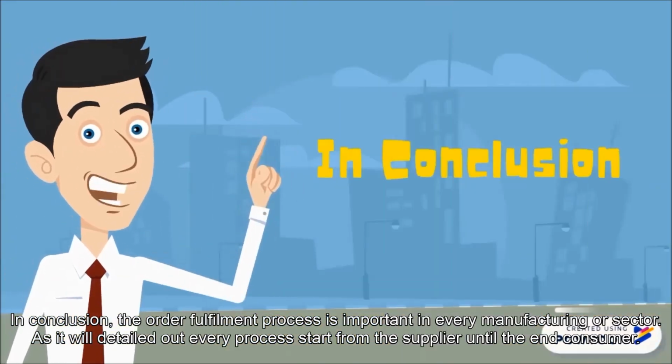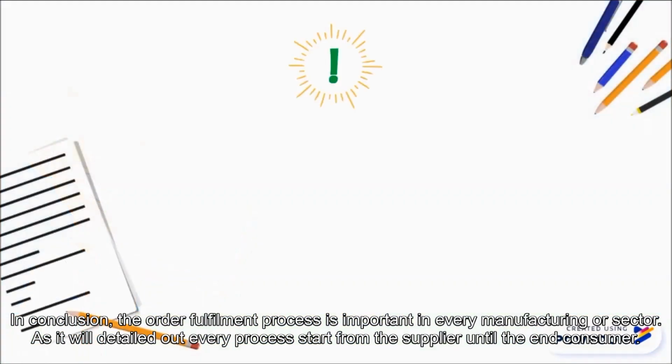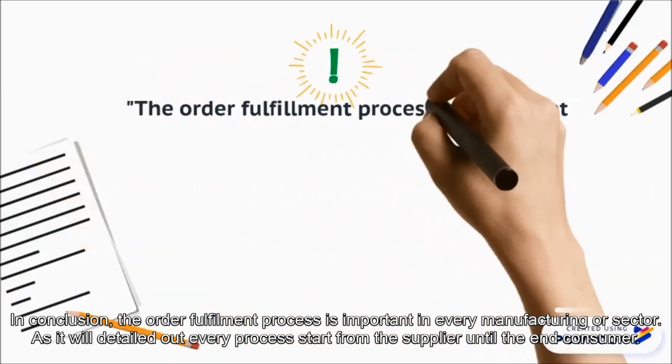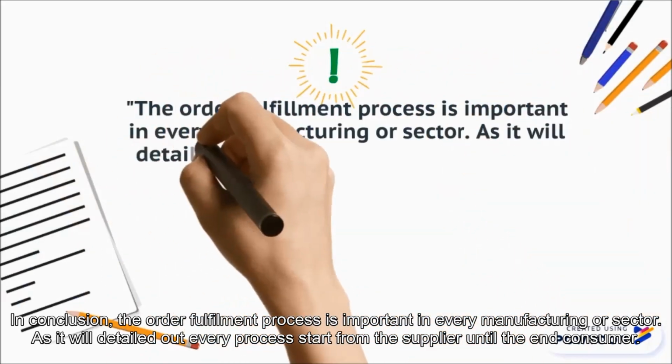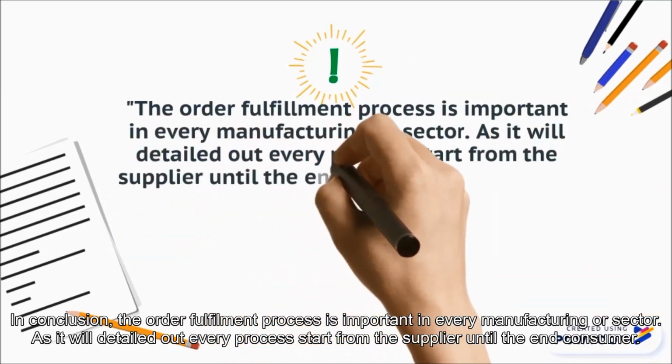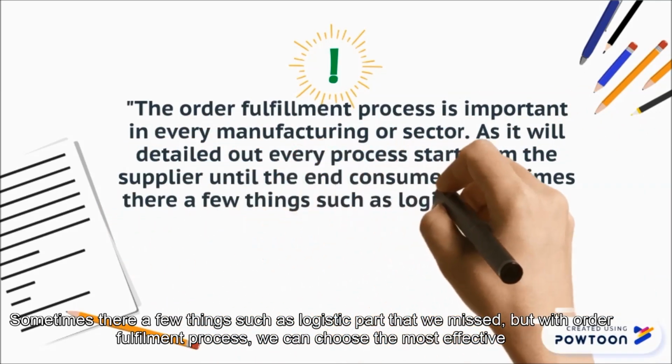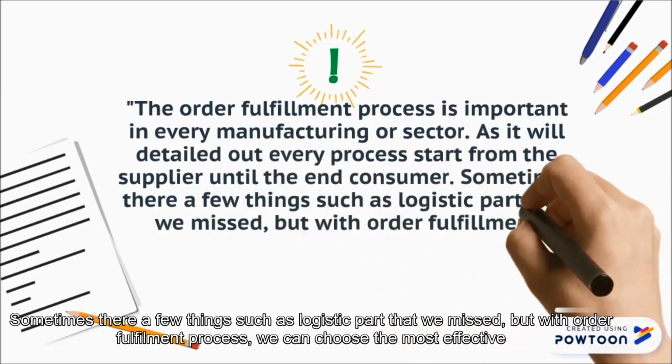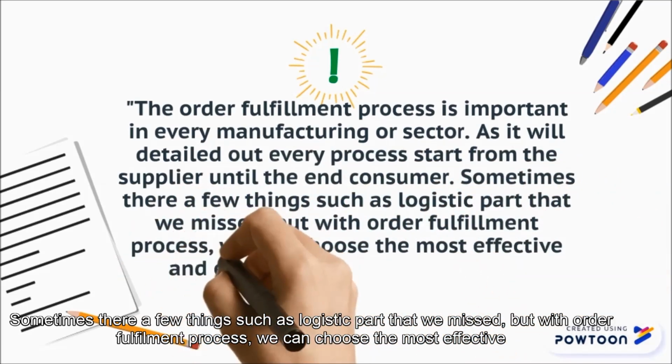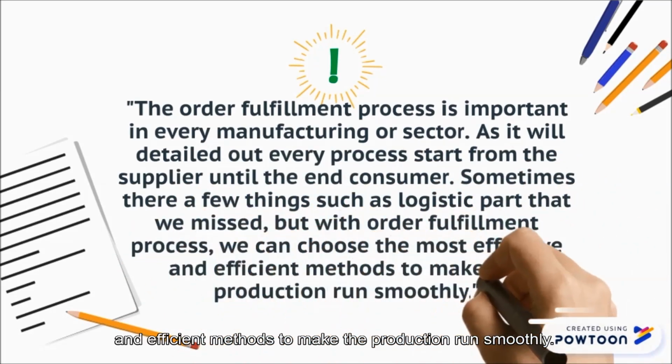In conclusion, the order fulfillment process is important in every manufacturing sector, as it details out every process starting from the customer buyer until the end consumer. Sometimes there are a few things, such as the logistics part, that we miss, but with the order fulfillment process we can choose the most effective and efficient methods to make the production run smoothly.